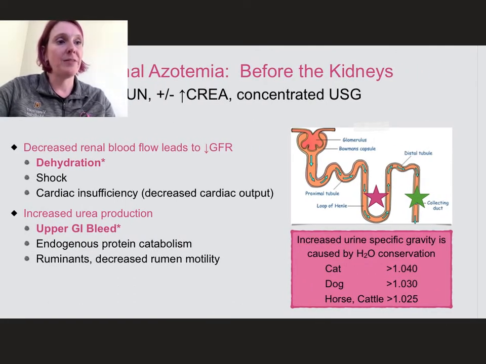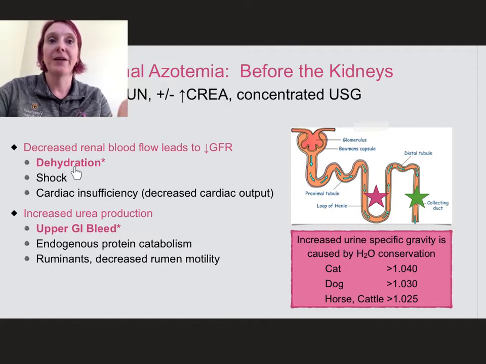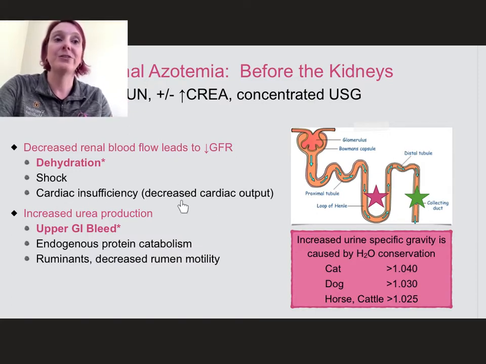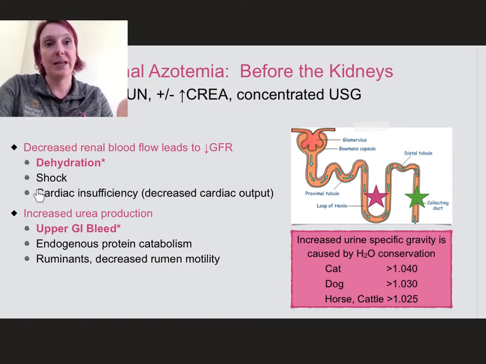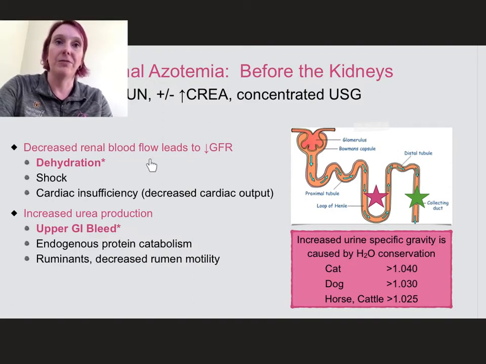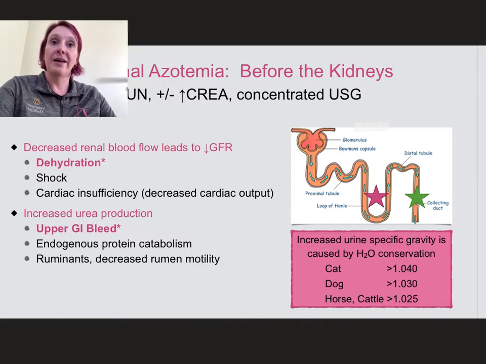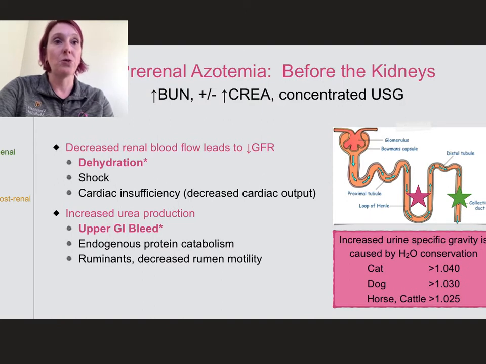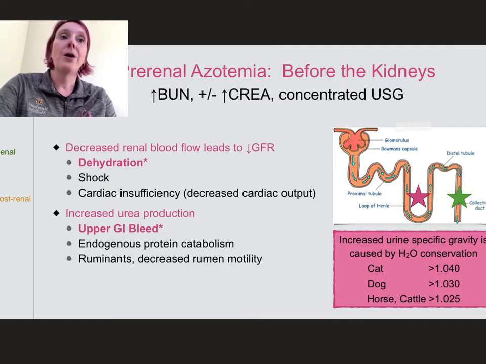And the big one and the most common is dehydration. Also in this category are things like shock, hypovolemic shock, and cardiac insufficiency or decreased cardiac output. All of these things effectively decrease renal blood flow. And when the blood isn't flowing as fast and as nicely through the kidney, it decreases that glomerular filtration rate. The pattern that we will see here is we often get a mild increase in our BUN, and sometimes a mild increase in our creatinine. But our nephrons here are still functioning properly, and we will have well-concentrated urine-specific gravities.